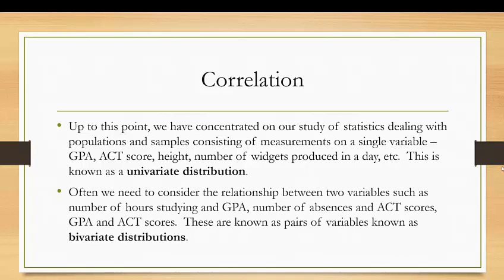Often we need to consider the relationship between two variables, such as the number of hours studying and the GPA, or the number of absences a student has in school and their ACT scores, or compare GPA scores and ACT scores. When we're looking at two separate variables such as this, it is known as a bivariate distribution. We're going to see a lot of similar things with bivariate distributions that we saw with univariate. We're going to use some of the same terminology, but with slightly different angles, considering we're using two variables here.